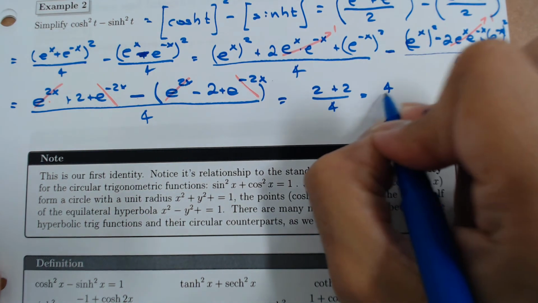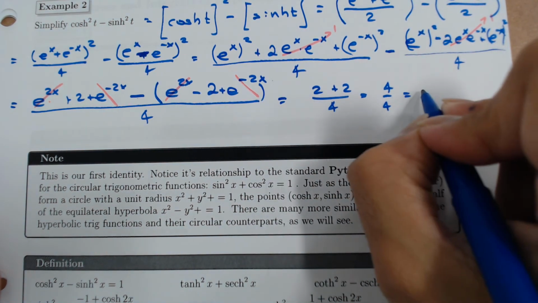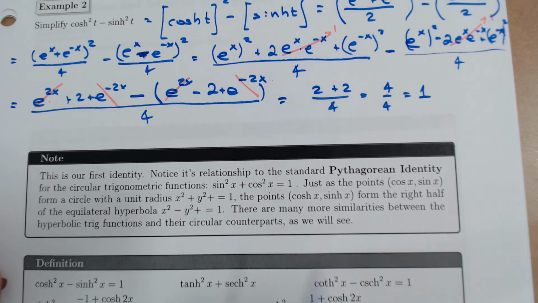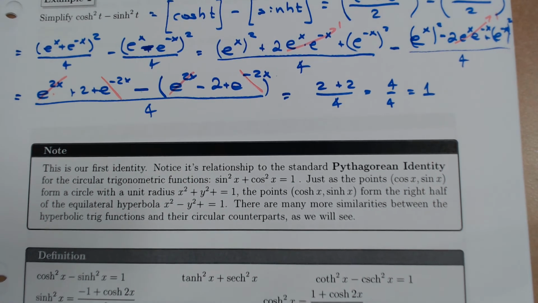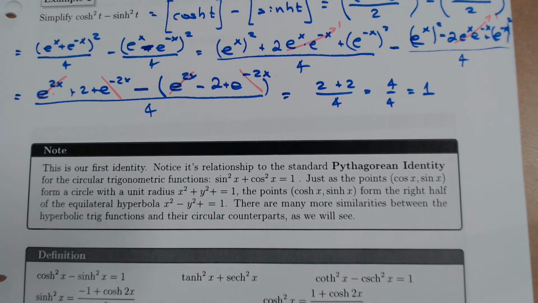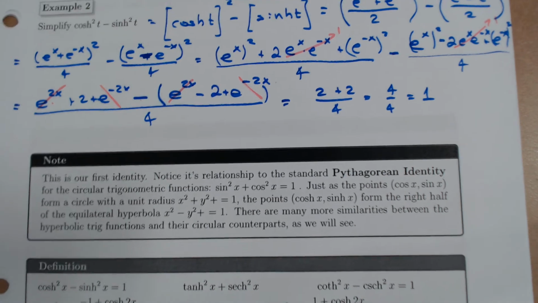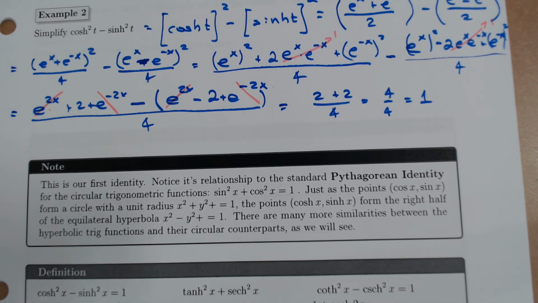And that's 4 over 4, which equals 1. All right, and that's the result of simplifying cos squared minus sin squared in terms of exponentials. But earlier I mentioned that there is a really interesting connection between how we define the functions. Well, what we're trying to say in this case is, and let me use a different color.